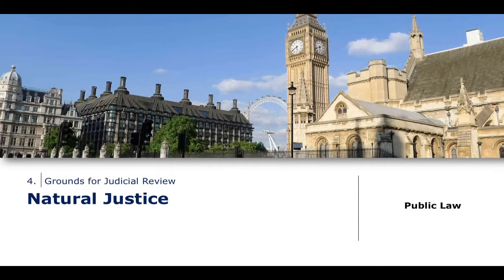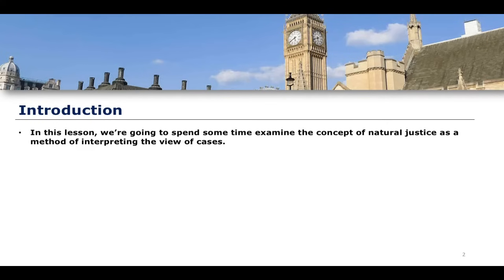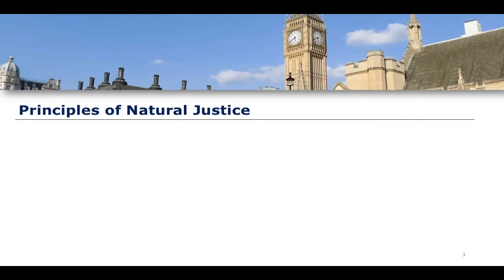We'll talk about what natural justice is, some of the basic elements of natural justice, as well as a couple of cases that illustrate the point of natural justice in relation to judicial review. So, we'll examine the two main maxims of natural justice by which procedural fairness, or the converse obviously being procedural impropriety, has to adhere to. And like I said, we'll examine some key cases which illustrate these principles in more detail.